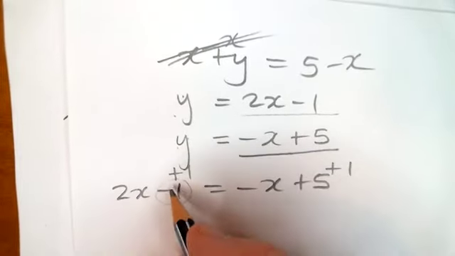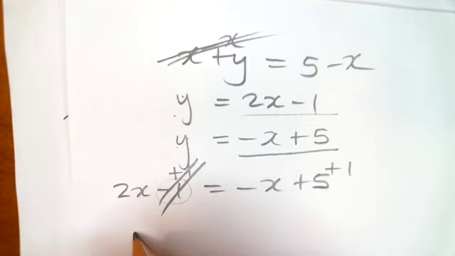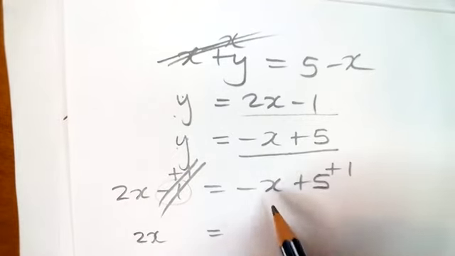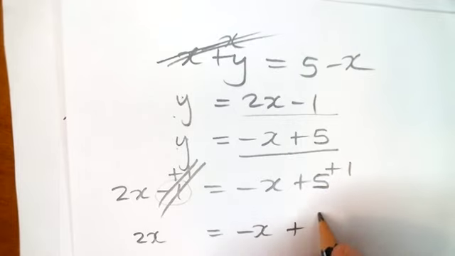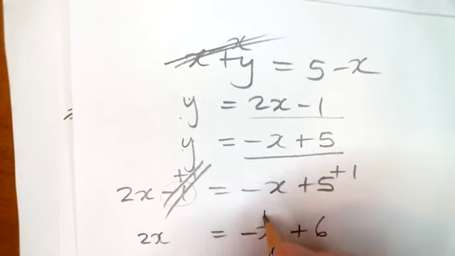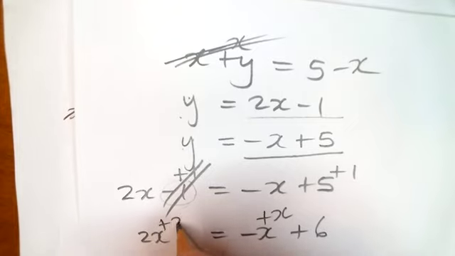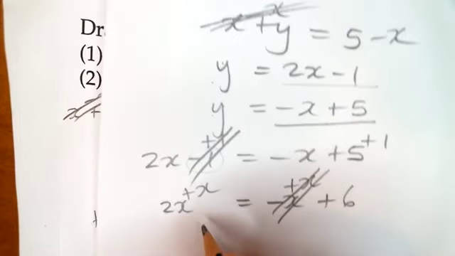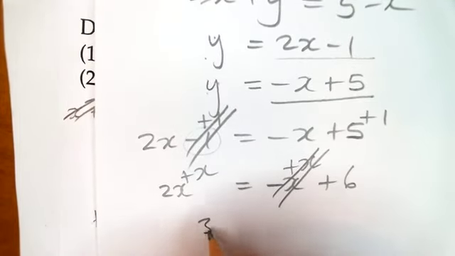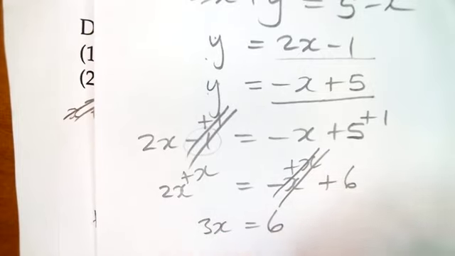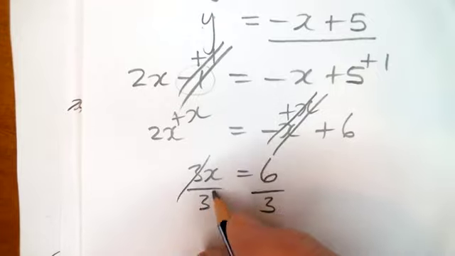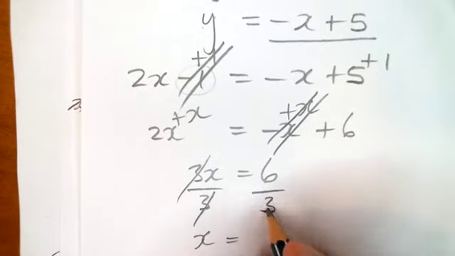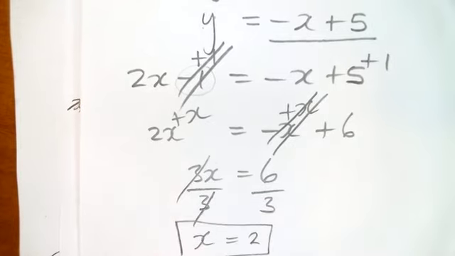There it is. Of course, I'm now left with 2x is equal to, and I've got a negative x, I've got a plus 5 plus 1 is plus 6. I could add x to both sides. I'm going to add x to both sides. And then 2x and 1x is 3x is equal to 6. Now 3x is 6, I can divide both sides by 3. And x now becomes, well, 3 goes into 6 twice. So x is equal to 2, that's my first value.